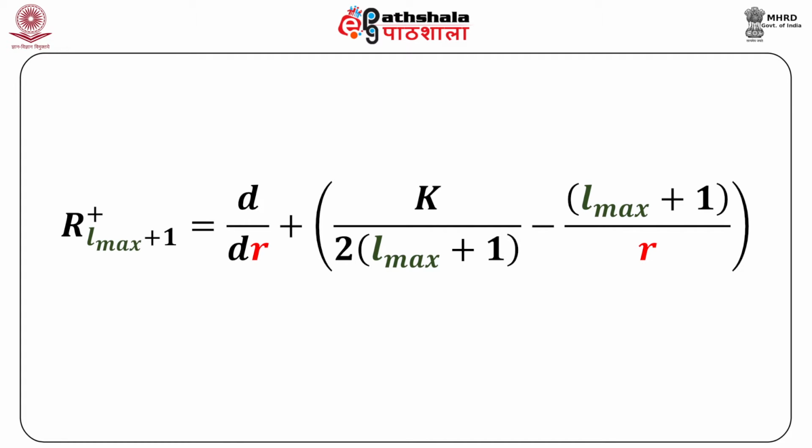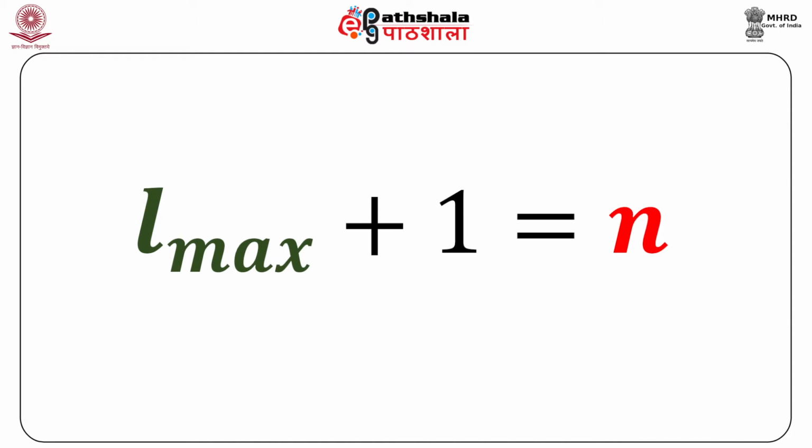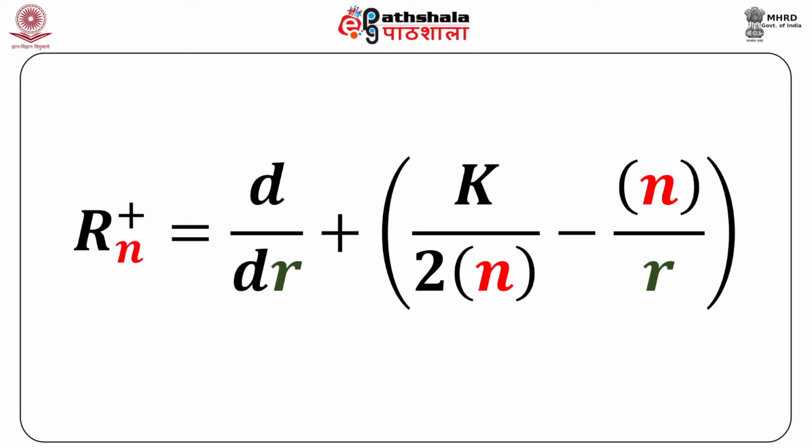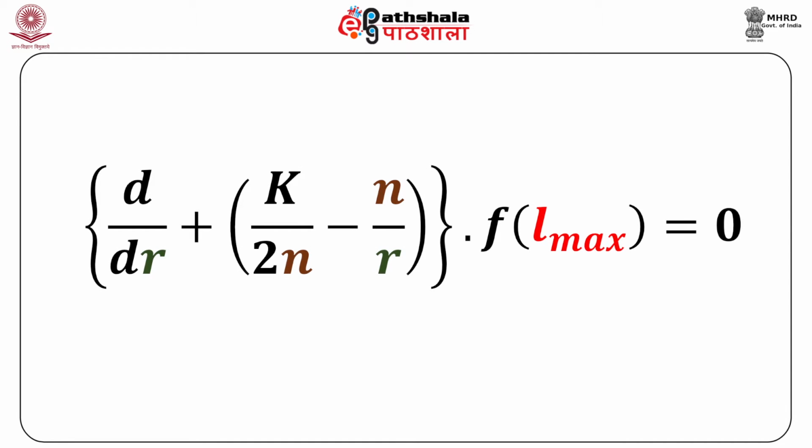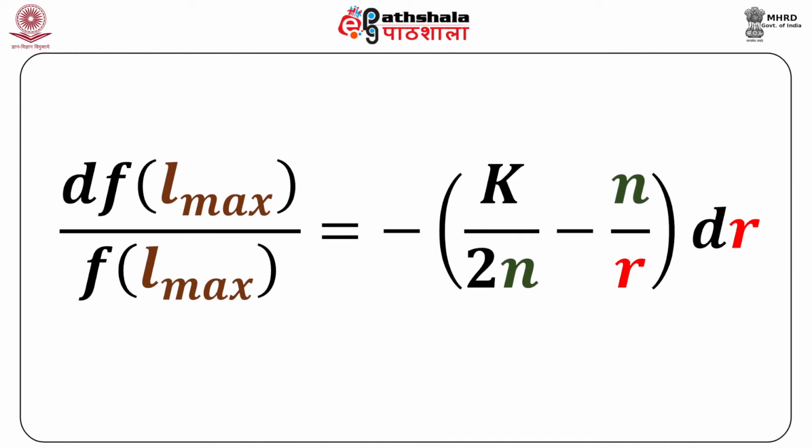That's basically the expression for R plus L max plus 1. And then L max plus 1 is n. Therefore, our Rn plus becomes d by dr plus k by 2n minus n by R. And now when it operates on FL max, as you can see here, this is 0, and then if we solve this equation further, ultimately we get the expression dFL max by FL max is equal to minus k by 2n minus n by R dr.